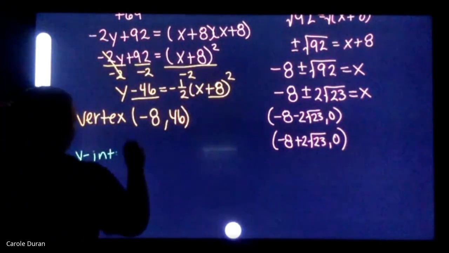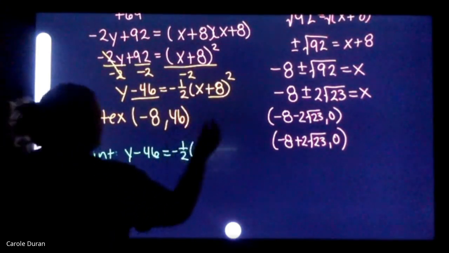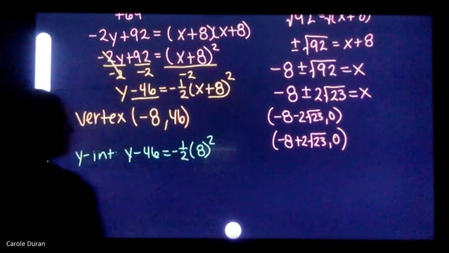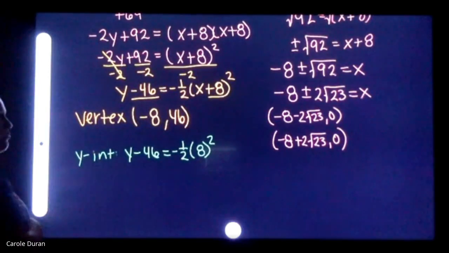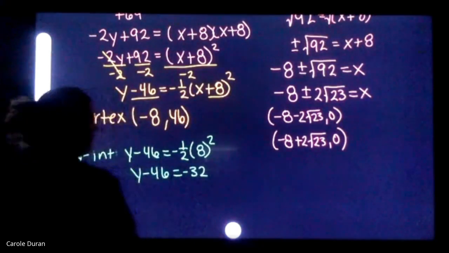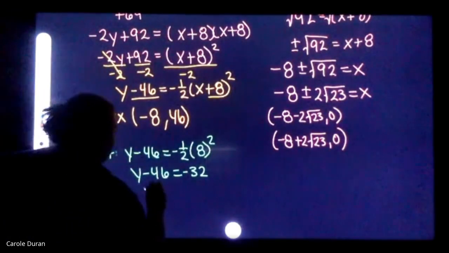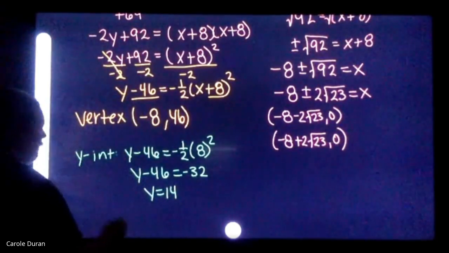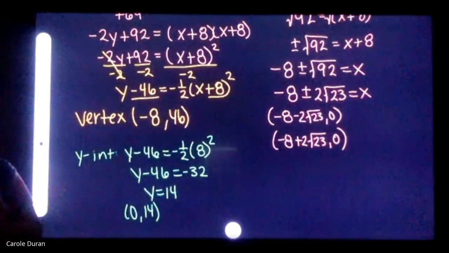So when I plug 0 in for x, I get y minus 46 equals -1/2 times 0 plus 8, which is still just 8 squared. 8 squared is 64, times -1/2 is -32. So I have y minus 46 equals -32. I go ahead and add the 46 over, and I get y equals 14. So my y-intercept is (0, 14). And then we are done with that problem.